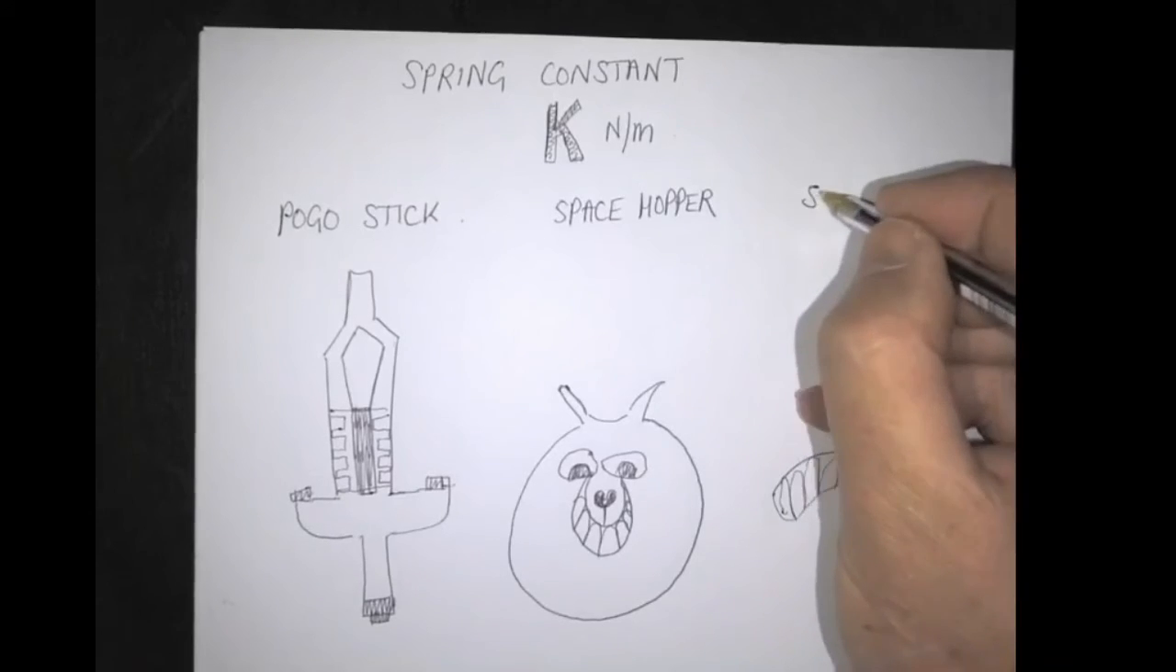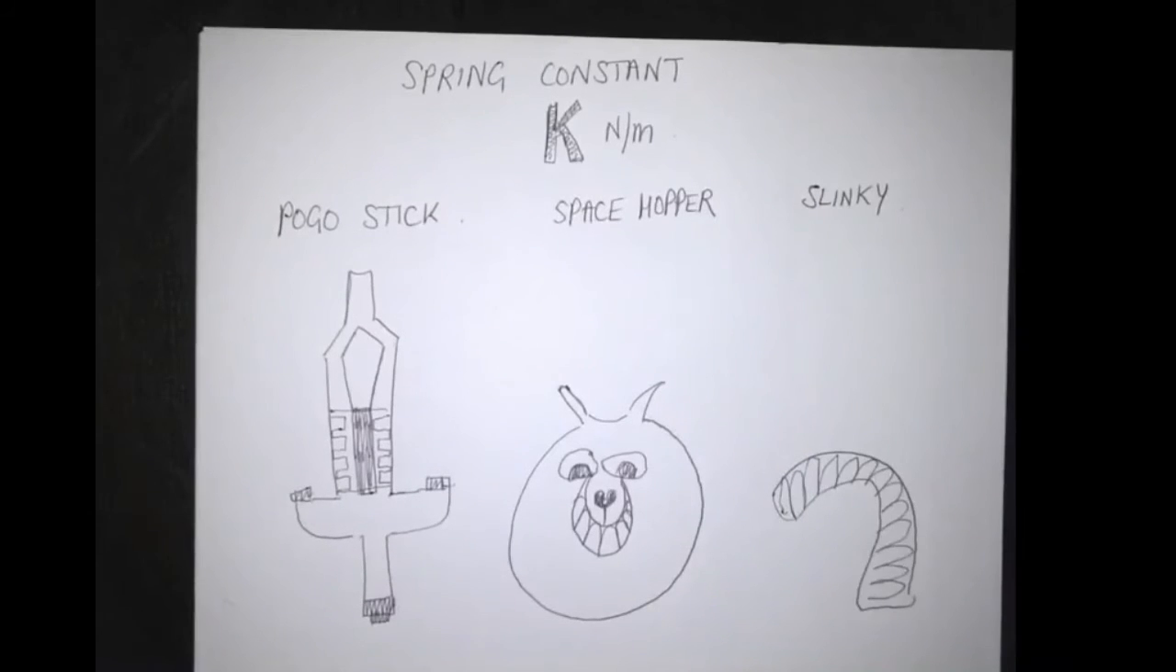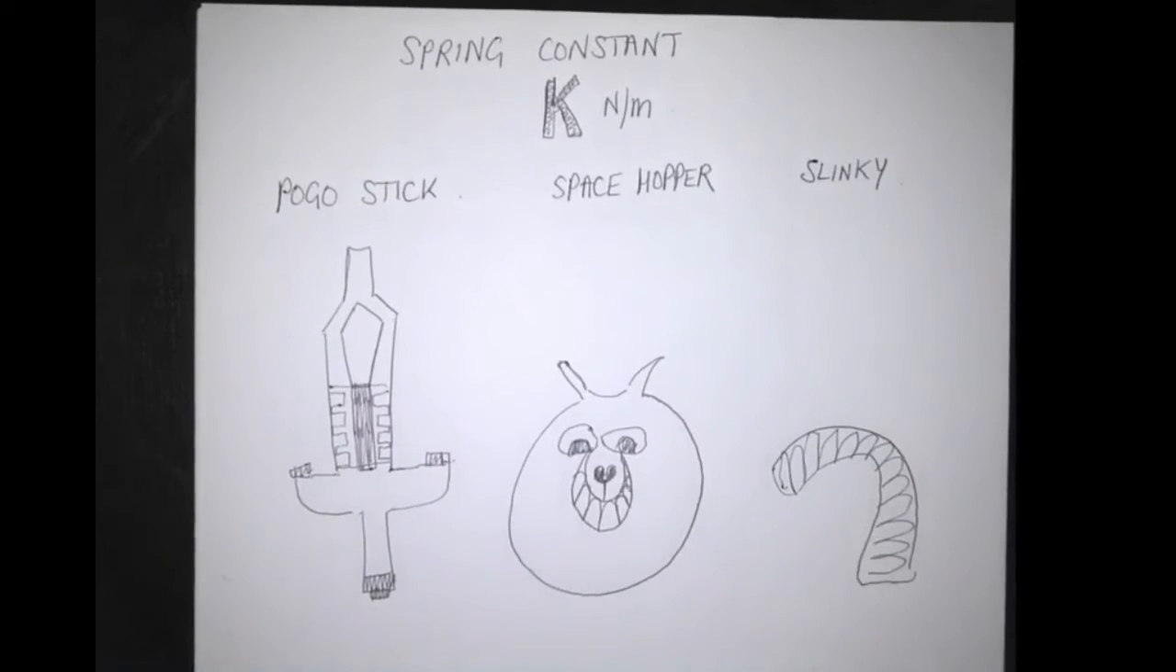The slinky. So in terms of the spring constant, the pogo stick would be highest, then the space hopper, and then the slinky, because that's really easy to stretch. And remember the equation that goes with it: E equals half k e squared.